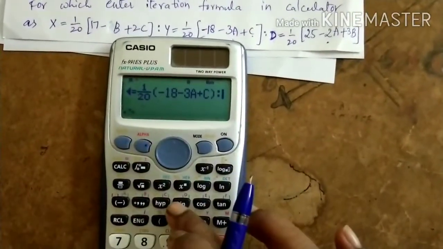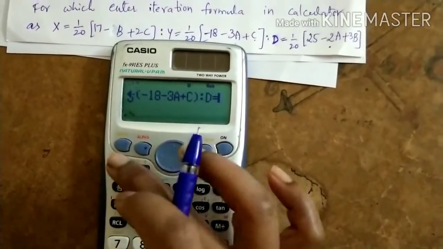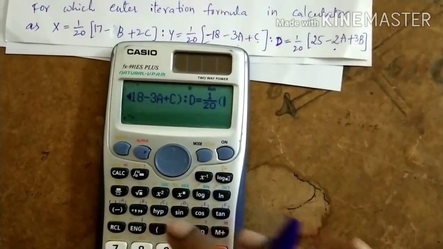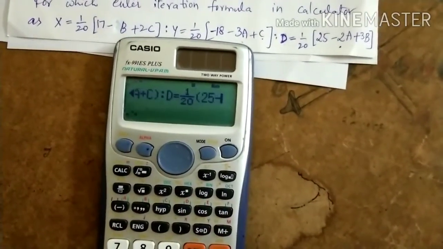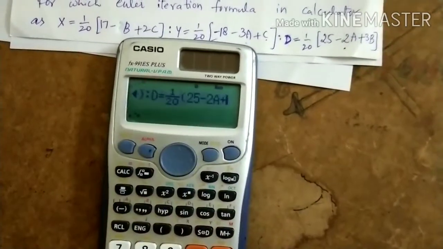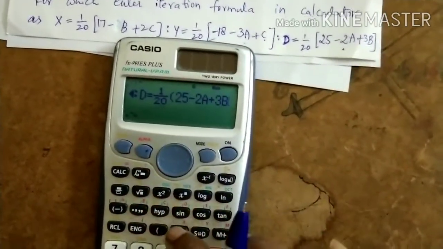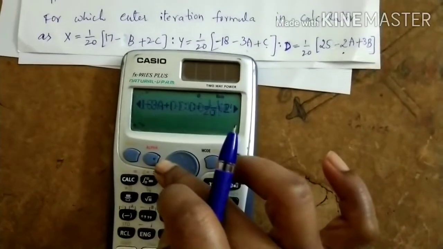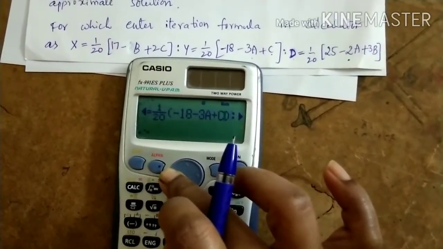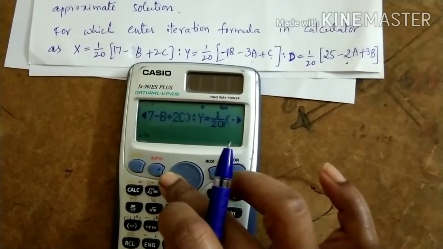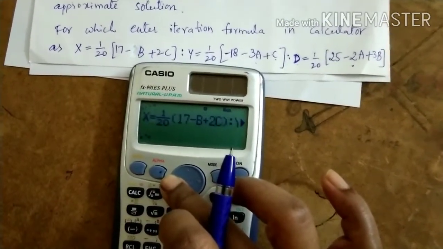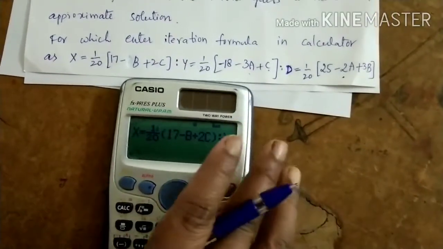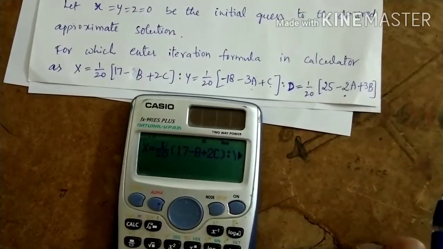Z is equal to, which is nothing but d, equal to 1 by 20 into 25 minus 2a plus 3b, brackets closed. Now we can check all the equations once again. We should remember capital X, capital Y, capital D on the left hand side show next iterations to x, y, z values, successive iterations in the sense.